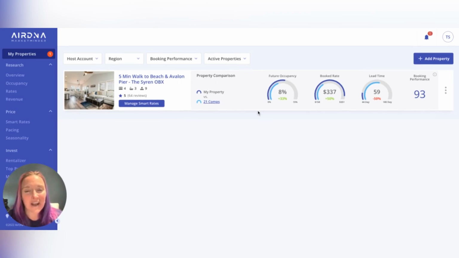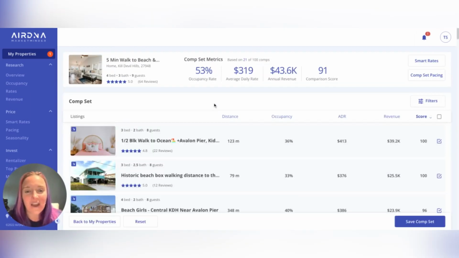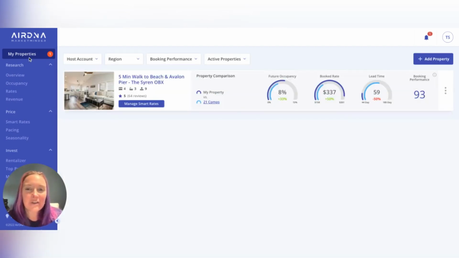And if you want to drill down into how exact competitors are performing, you just click into your comps and then you can see a little bit more detailed information on a one-to-one basis, their occupancy rate, their average daily rate, their revenue, and all of that good stuff. So it's a really great way to understand how you're doing against the competition and areas for improvement.